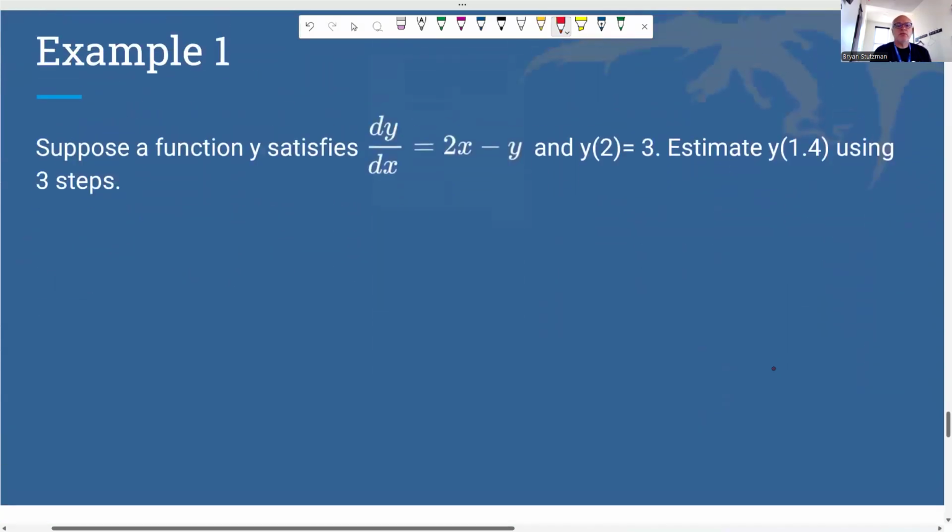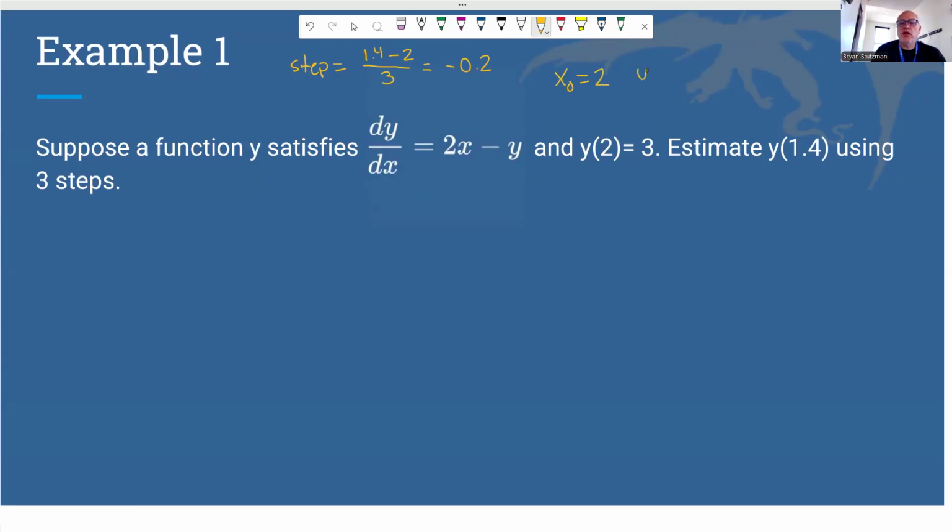All right, so let's approximate y of 1.4 starting out at y equals 2. So I'm going to calculate my step size. I start out at x equals 2. I want to end up at 1.4 using 3 steps, which means the step size is going to be equal to negative 0.2. I want to go back 0.2 each time. So the step is negative 0.2, and my initial point, x0, is 2. My first y value is 3.